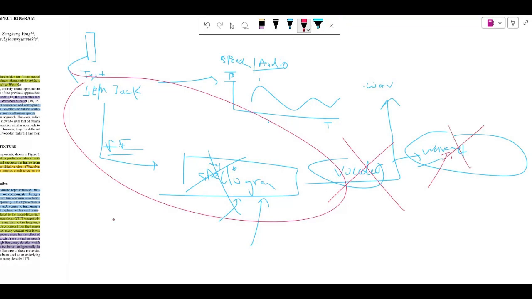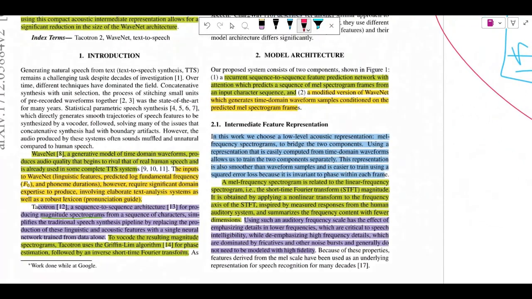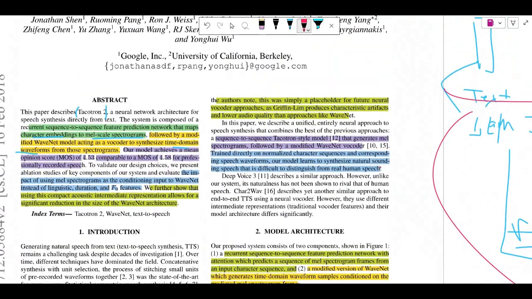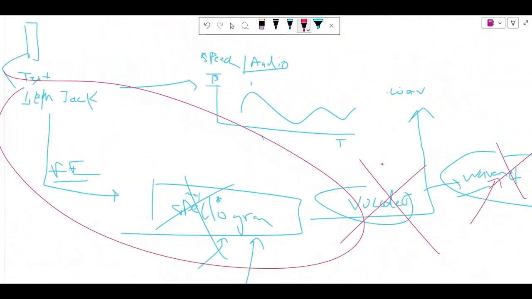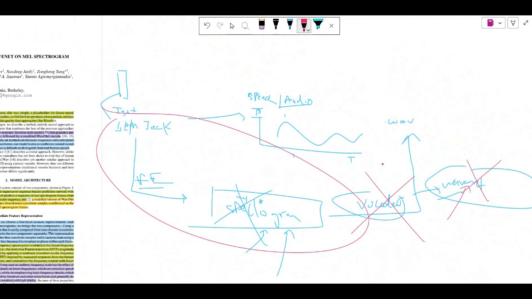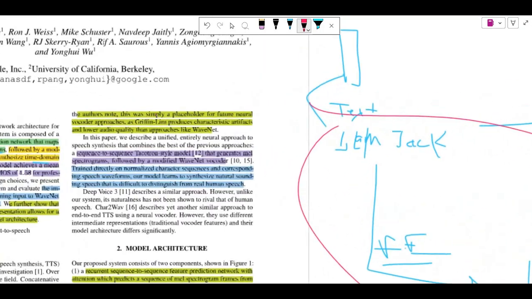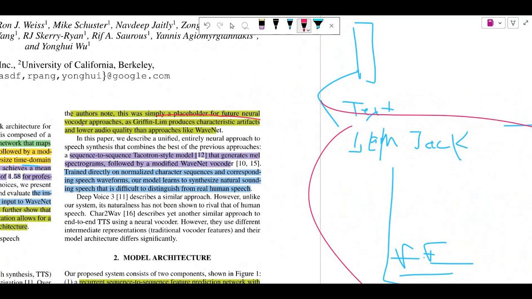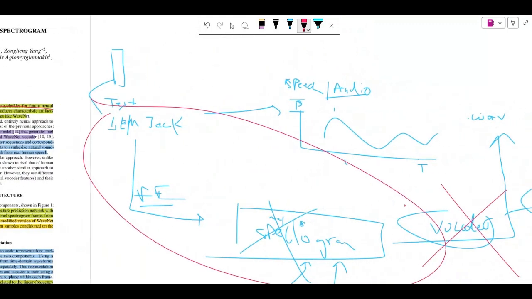They had a vocoder, but they had the Griffin-Lim algorithm as the vocoder, which was not a neural approach. It was actually a signal processing based heuristic, a signal processing algorithm. There was no learning involved in it. And as they say, it was simply a placeholder for future neural vocoder approaches because it had some artifacts and lower audio quality. So well, tada, this paper.